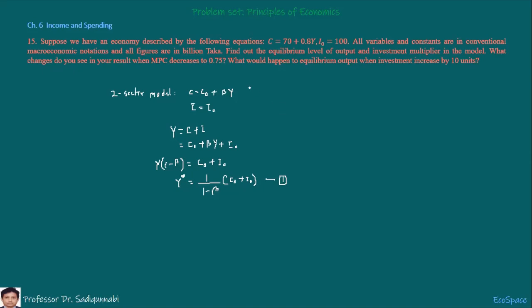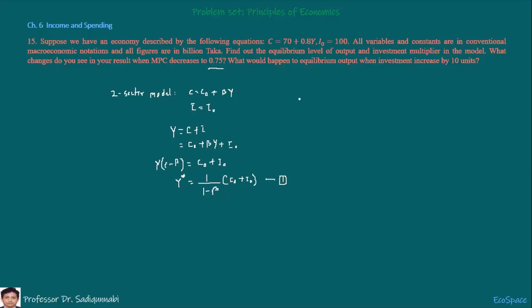Now we need to find the equilibrium level of output and investment multiplier of the model first. And then we need to find the change in this result when MPC is 0.75. And then we need to find what is the equilibrium output when investment increases by 10 units.